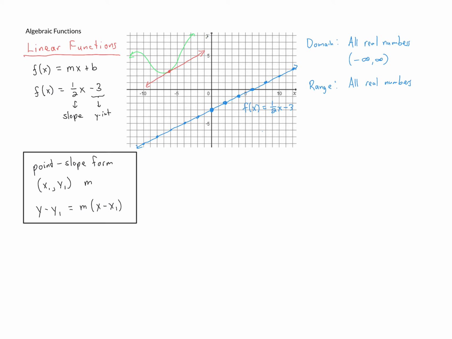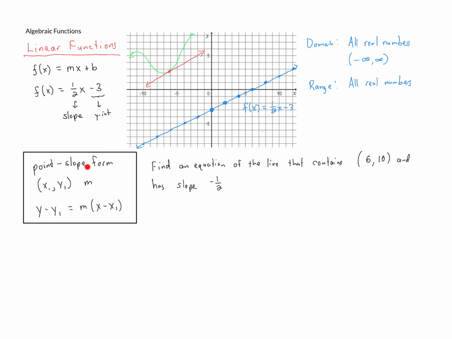This is a formula that we're going to be using later on in the semester, and so I want to get a little bit of practice doing this right now. So let me show you an example. Let's find an equation of the line that contains the point (6, 10) and has slope -1/2.